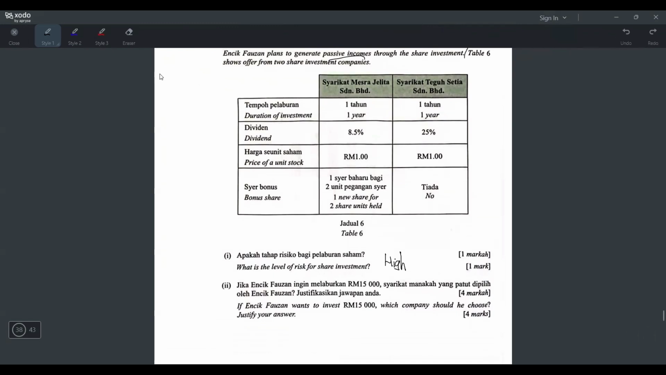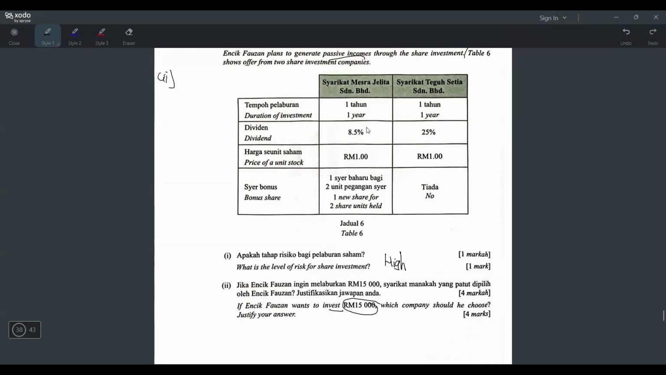So number 2, I will do it up here maybe. Let's see what it says. If Encik Fauzan wants to invest 15,000, invest means buy. But to make it easy to understand, it's like he wants to spend this amount. He wants to buy using this amount. Which company should he choose? Justify your answer. This is the initial investment, 15,000, right?